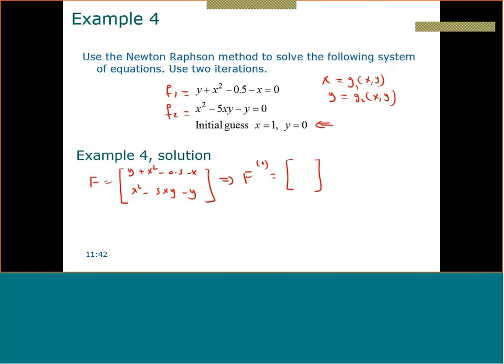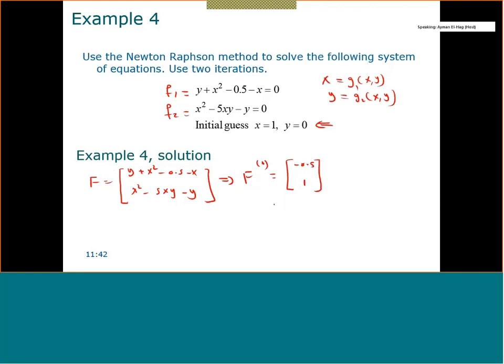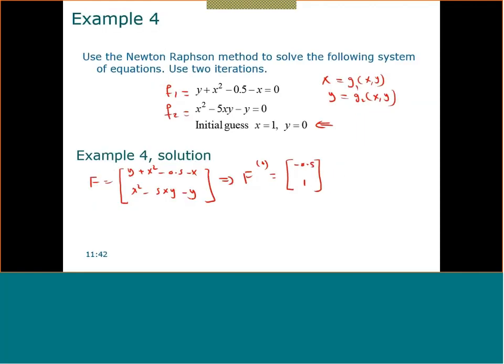What is f of 0? I'll substitute x equal to 1 and y equal to 0. So this is 0 plus 1 minus 0.5 minus x, so this is minus 0.5. And then do the same thing here, and this is equal to 1. So this is my f of 0, this vector. Now, let me see the Jacobian matrix.